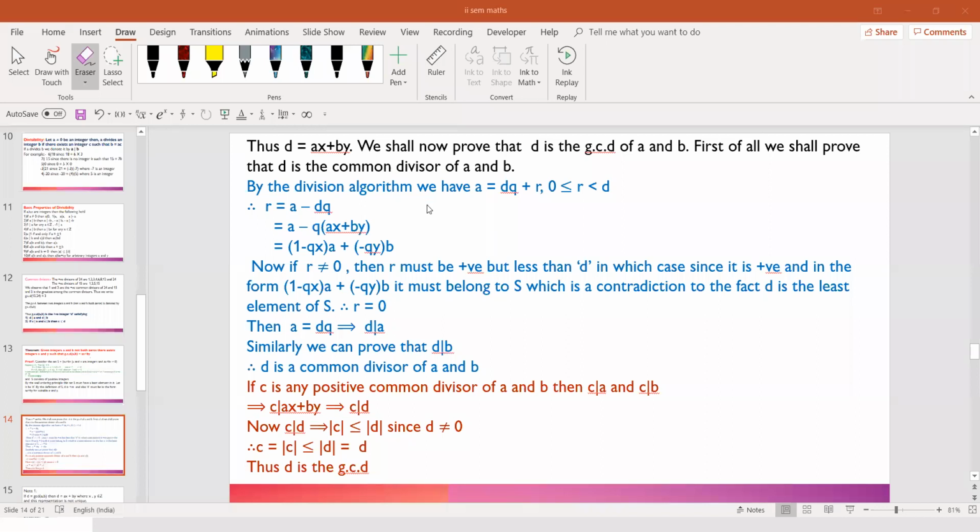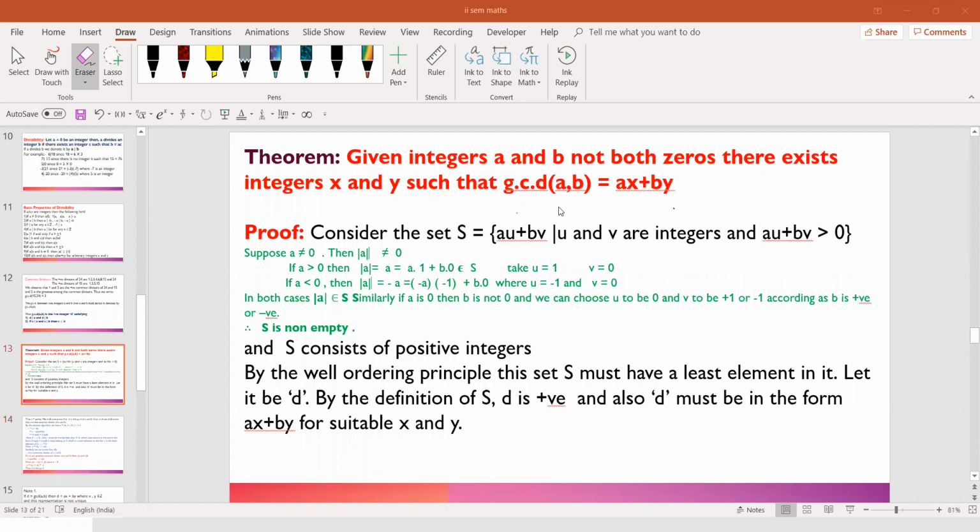Have you read this? See here, D is expressed in the form AX plus BY. We shall now prove that D is the greatest common divisor of A and B. We want to show that the greatest common divisor can be written in this form.